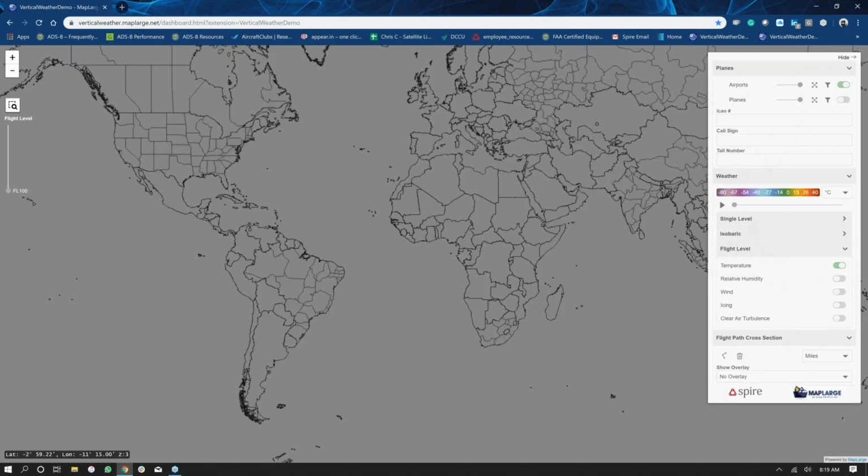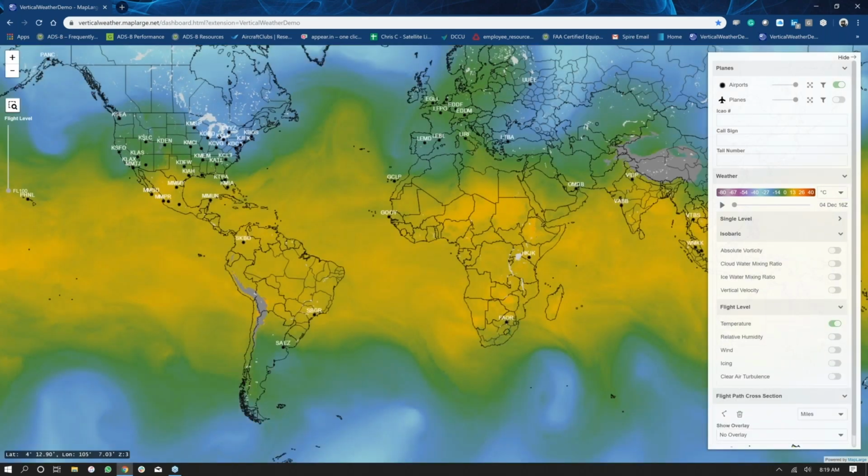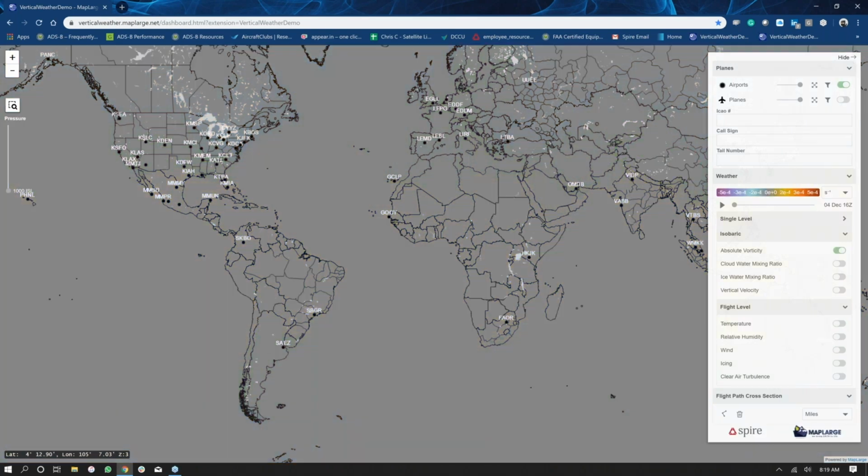And okay, so we'll go back here a little bit and provide a little refresh here to see if I can pull up absolute vorticity now. There you go. So this is the absolute vorticity of the atmosphere currently today.